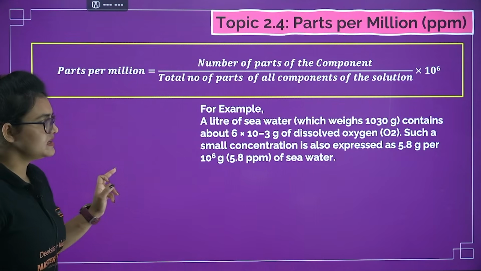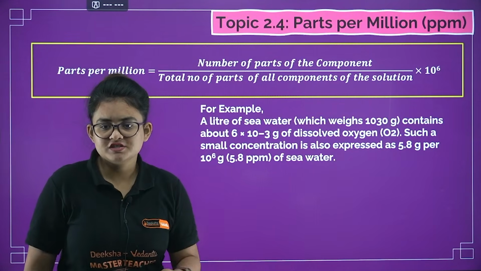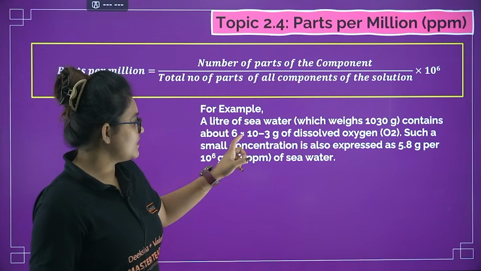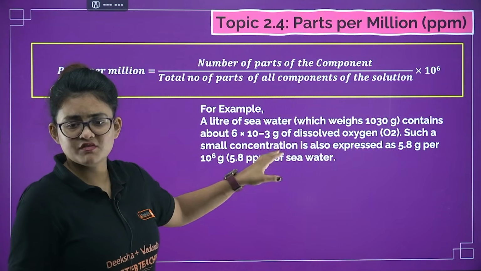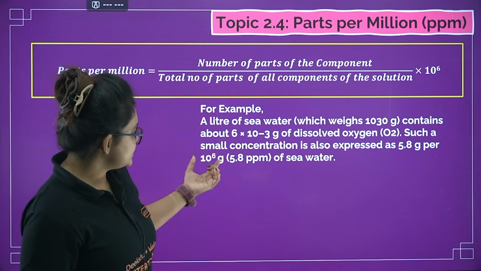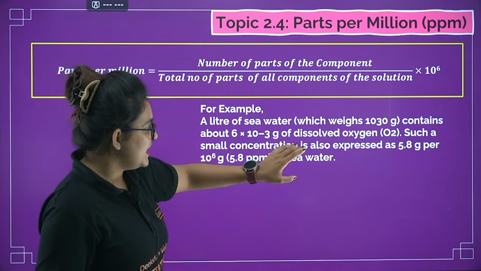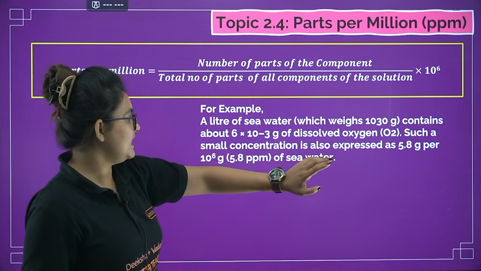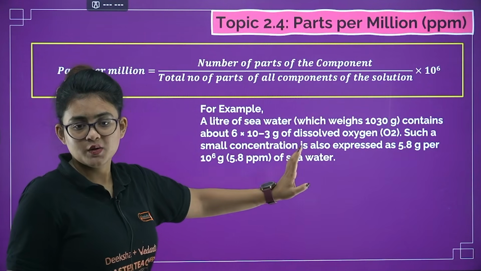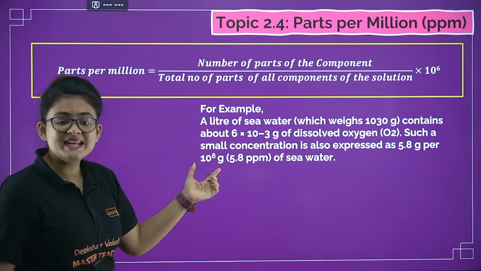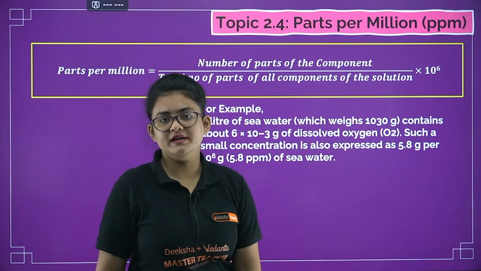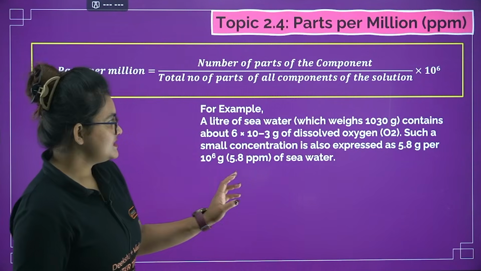So here you can see a liter of seawater actually contains 5.8 into 10 power minus 3 gram of dissolved oxygen, very less, right? Very dilute, right? So such a small concentration is also expressed as 5.8 gram per 10 power 6 gram of seawater. 10 power 6 means a million gram of seawater, and I am having only 5.8 gram. Right? I guess it's clear to you.